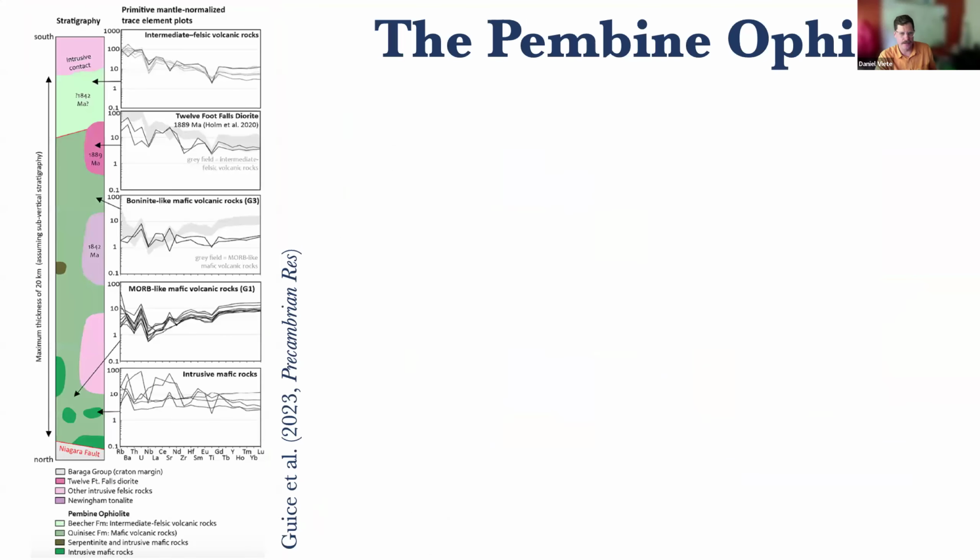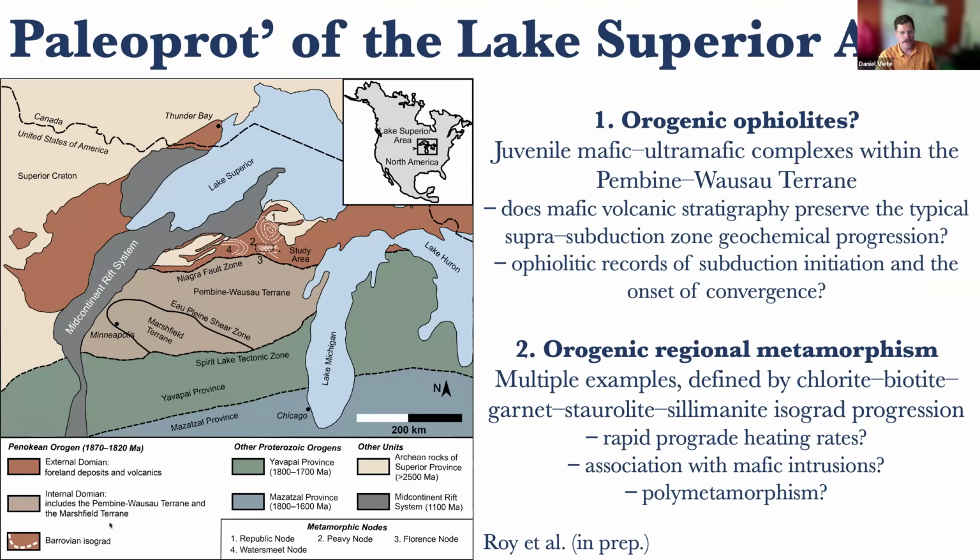I should actually go back and point these out. Within this region, there are different Proterozoic accretionary orogenic episodes that are recognized. First of all, there's a Penokean episode, which is preserved in this area, at about 1870 to 1820 million years ago, and subsequent to that is a Yavapai episode and then a Mazatzal episode, which is supposed to be 1700 to 1600.